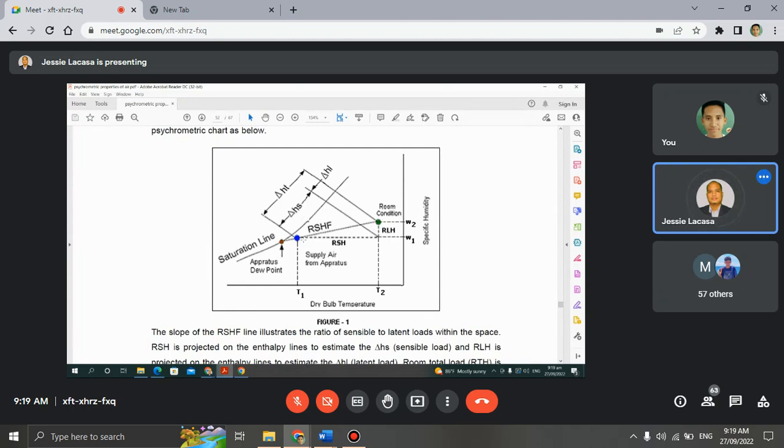So the room sensible heat is the amount of temperature to be cooled down to reach the room condition. So we say that the supply air temperature is not the same as the room condition. Then this is the room latent heat. Then this is the total heat, the room total heat.